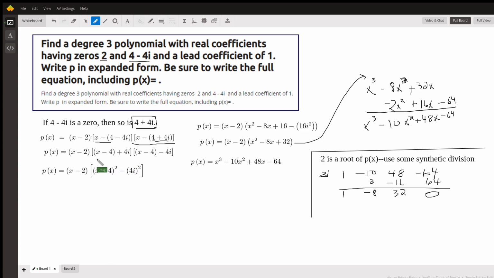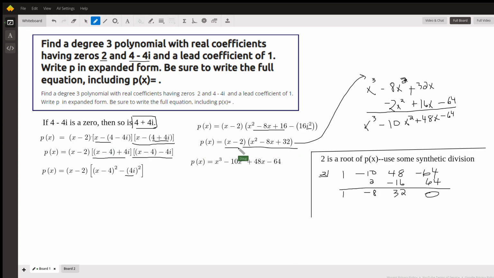And then what you have for the product of these two last factors is a difference of squares. x minus 4 is like the first term squared, 4i is the second term. So we're going to square the first term, x minus 4, the quantity squared, minus square the second term. x minus 4, the quantity squared, is x squared minus 8x plus 16, minus this thing squared is 16i squared. Since i squared is -1, this becomes a plus 16, plus 32. That's the product of those two factors in brackets.